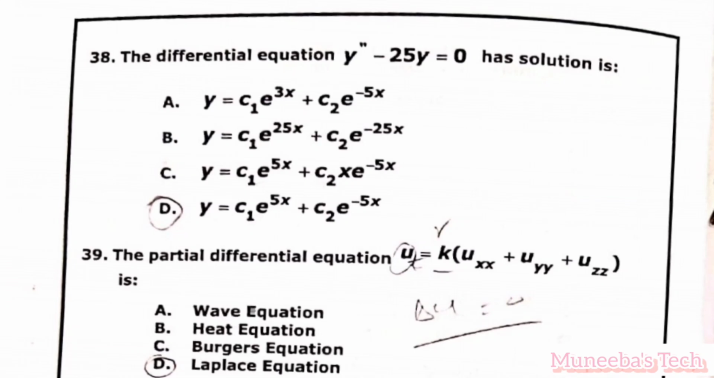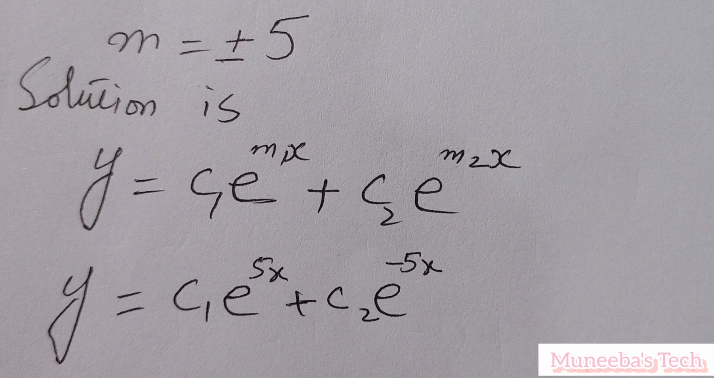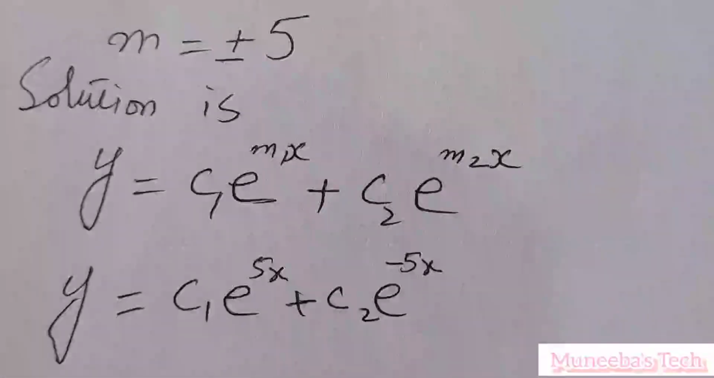After a few seconds we check its solution. We solve this equation by the auxiliary equation. Now you can check its solution: double derivative of y minus 25y equals 0. Its auxiliary equation is m square minus 25 equals 0 and m is equal to plus minus 5. Now you put it in the general solution, that is y is equal to c1 e power m1 x plus c2 e power m2 x.